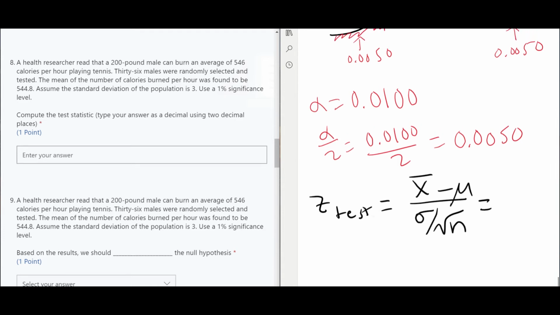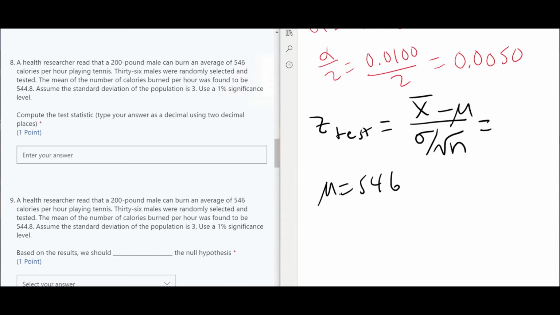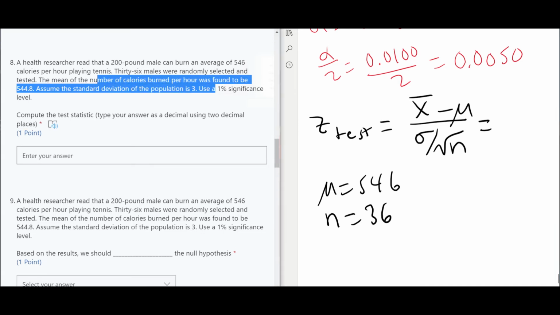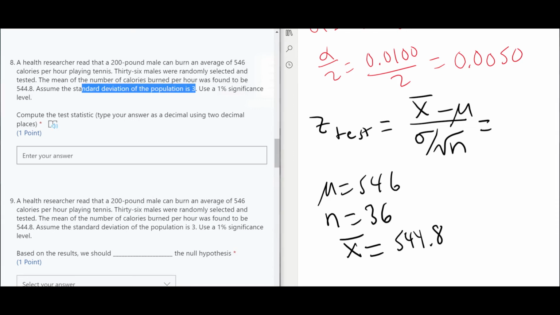Okay, so in the problem, they said that the claim was that the average was 546, right? And they said that 36 males were selected, so that's going to be my n. They said that the mean number of calories is 544.8, and that's for the sample of 36 males. So that's my sample mean, my X bar. And then they said that the standard deviation of the population is 3. So that's my lowercase sigma.